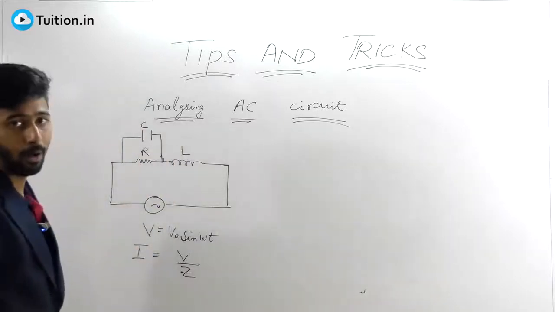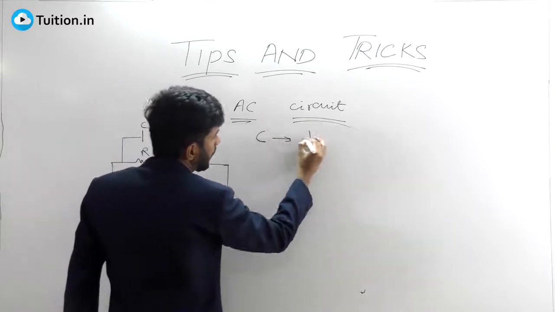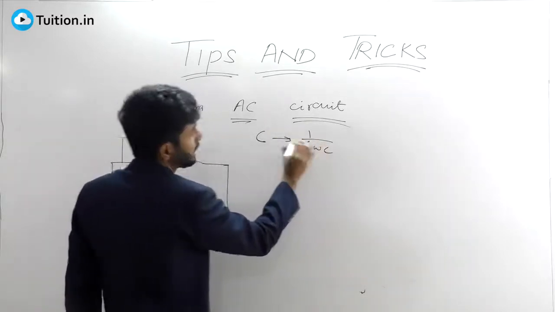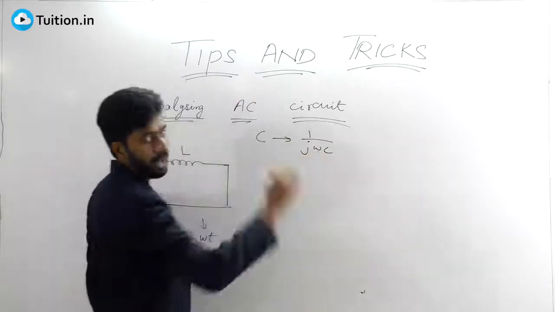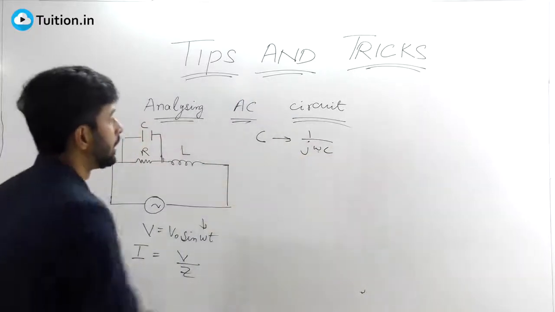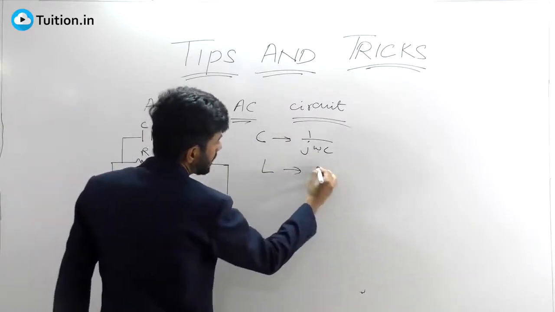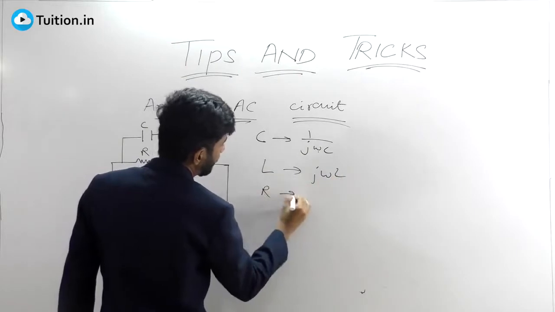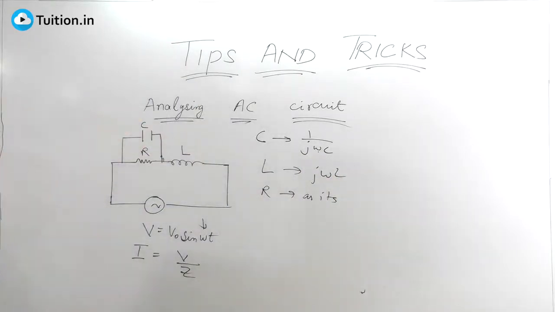How do you solve this particular problem? Remember, replace your C with 1 by j omega C. I'll tell you what j is, I'll tell you what omega is. Remember, this omega and this omega that I'm trying to replace with should be the same. Replace C with 1 by j omega C, replace L with j omega L, and keep R as it is, right. So let's see, after these replacements what will happen?